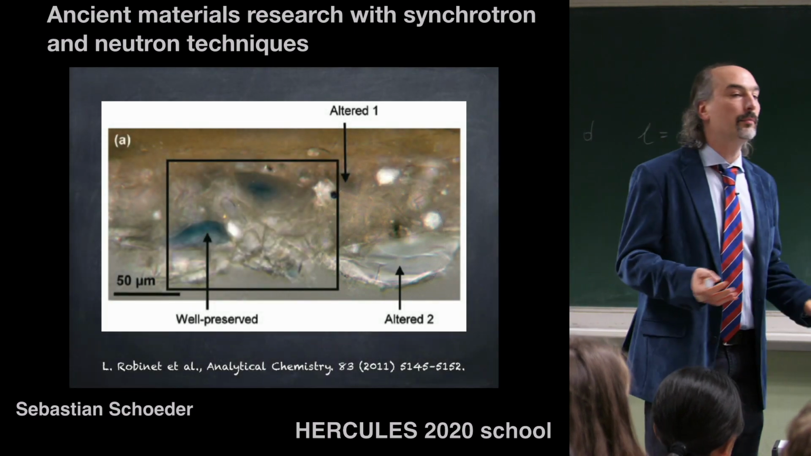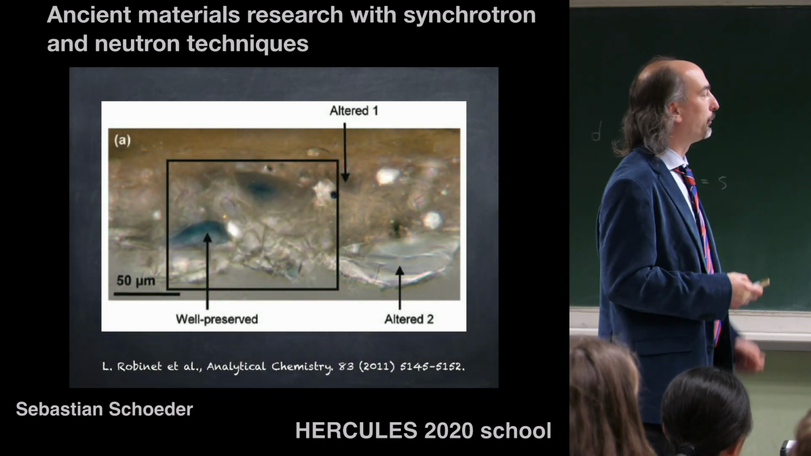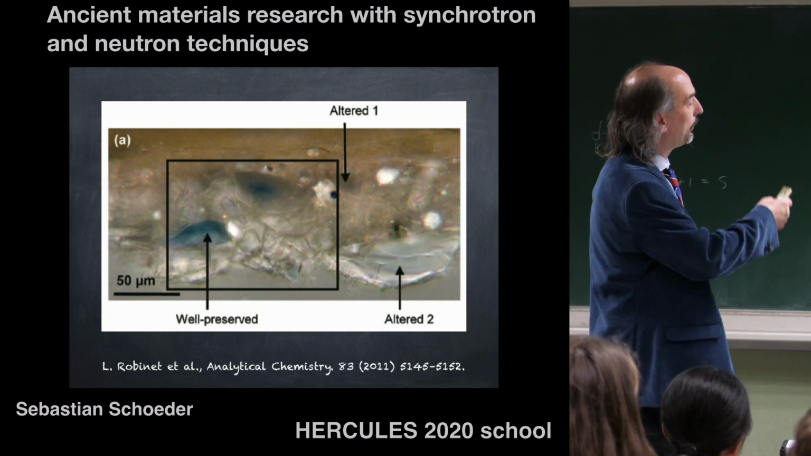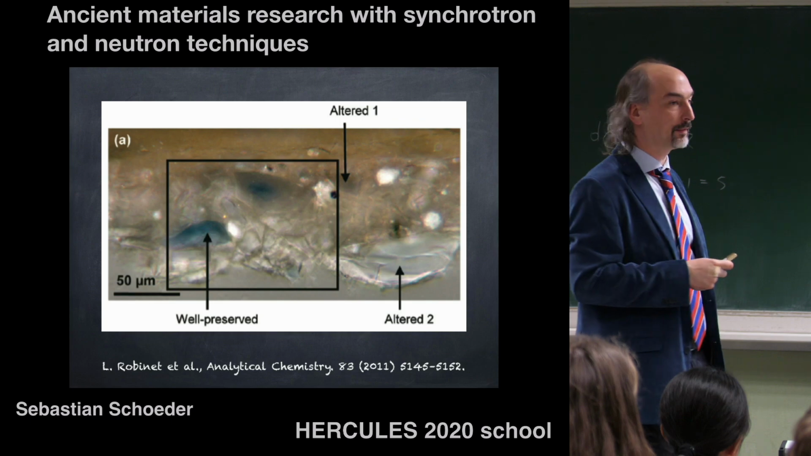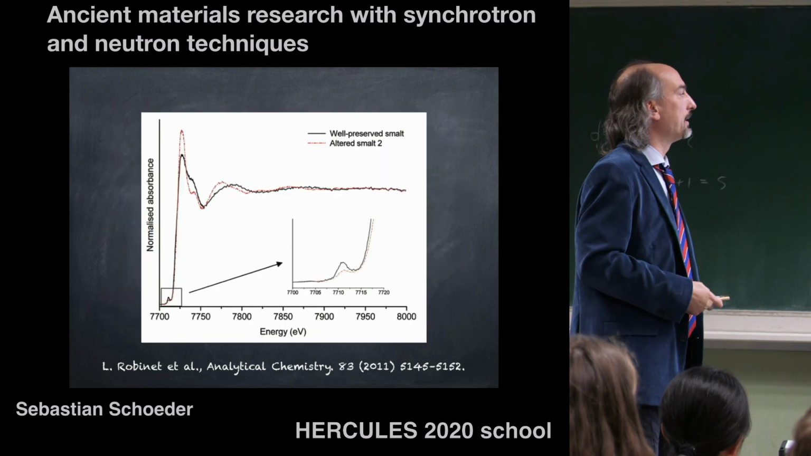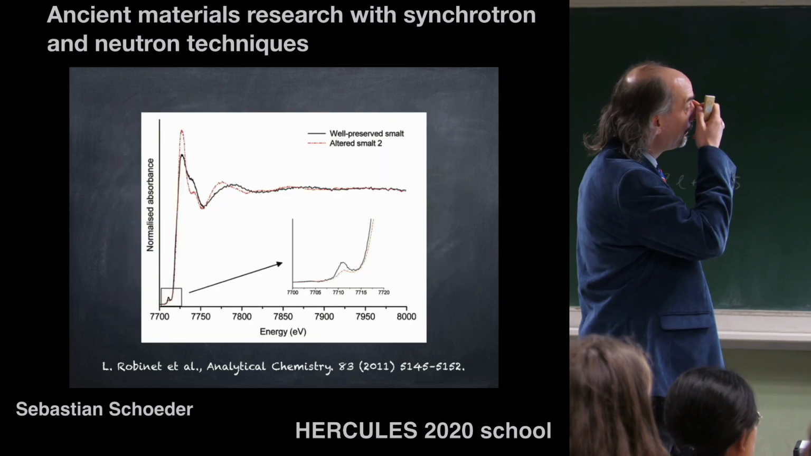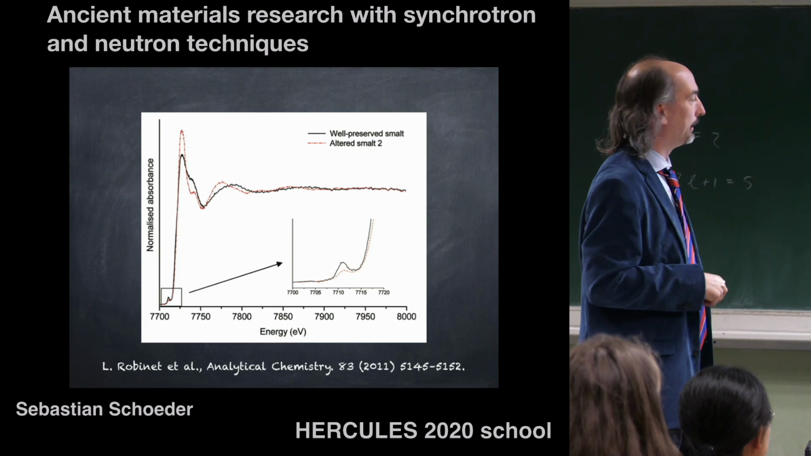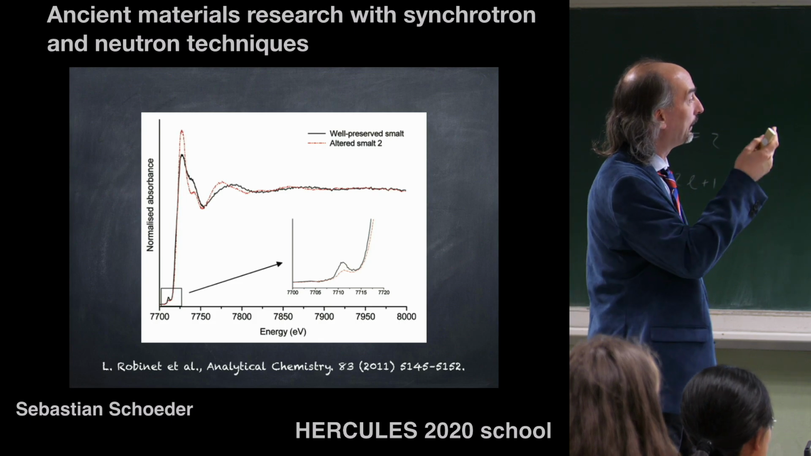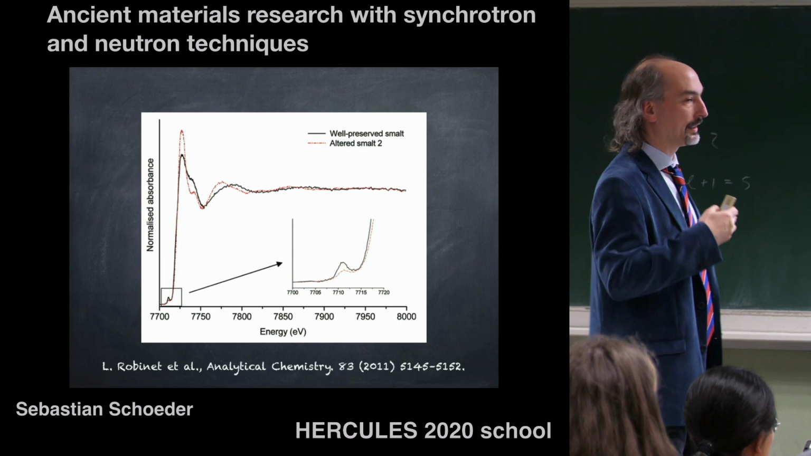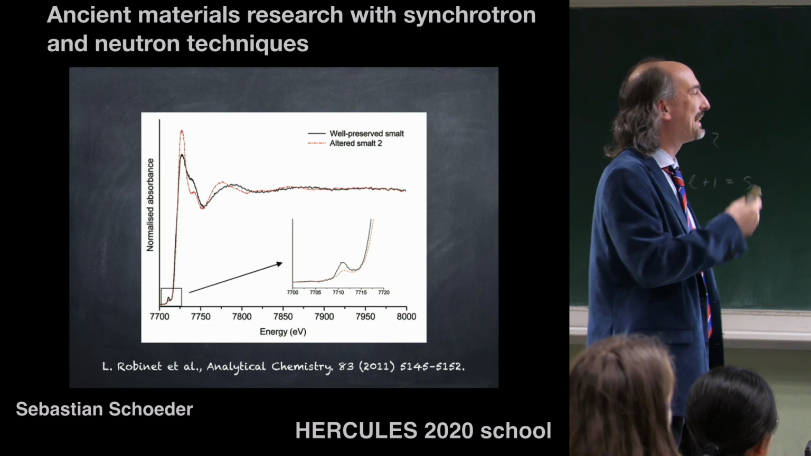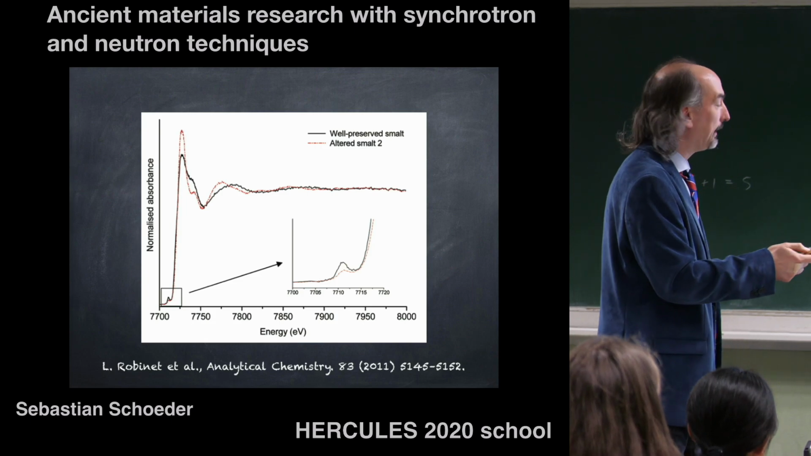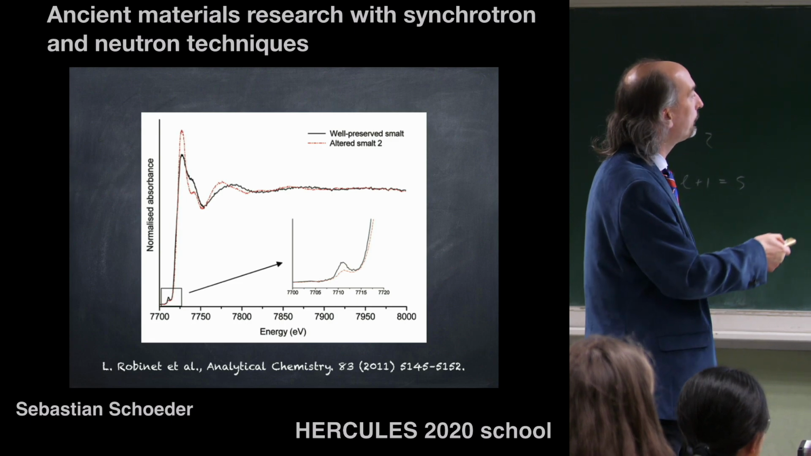And now using a microbeam at a synchrotron, the scientists were able to take X-ray absorption spectra from the well-preserved and the altered pigments and compare them. And this you can see here. This has been done at the LUCIA beamline at the synchrotron SOLEIL. And you can see in black the spectrum from a well-preserved smalt, and in red you can see an altered smalt, a grayish smalt. And you can see they're very different. Now I'm going to skip over the whole data analysis. I'm just going to show you the conclusion.